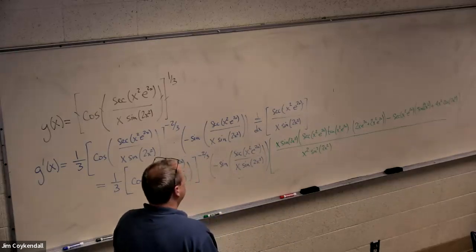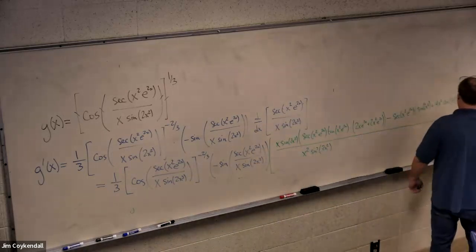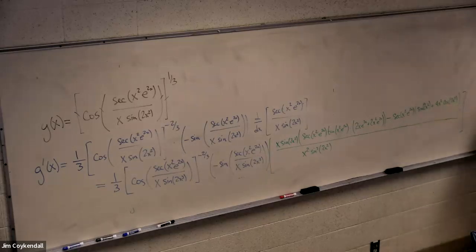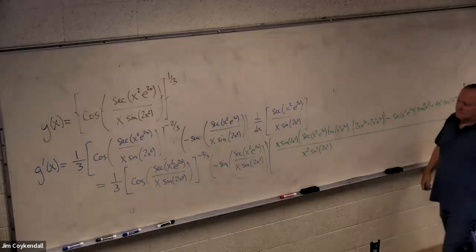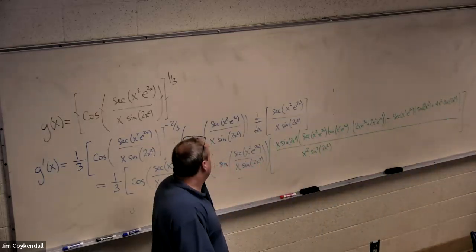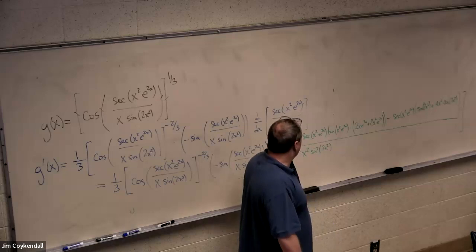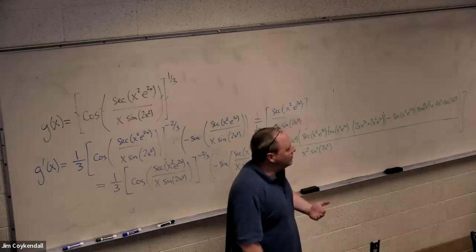One more big derivative. But again, with the chain rule, nothing super hard as far as derivatives. The worst thing I think you have to take the derivative of is secant. You just have to be careful about doing your accounting.